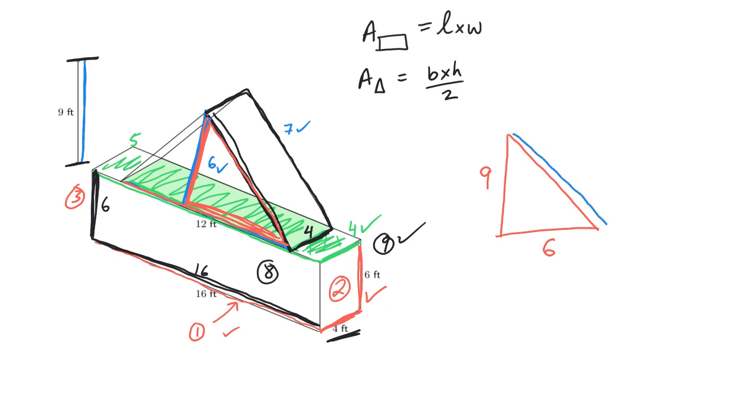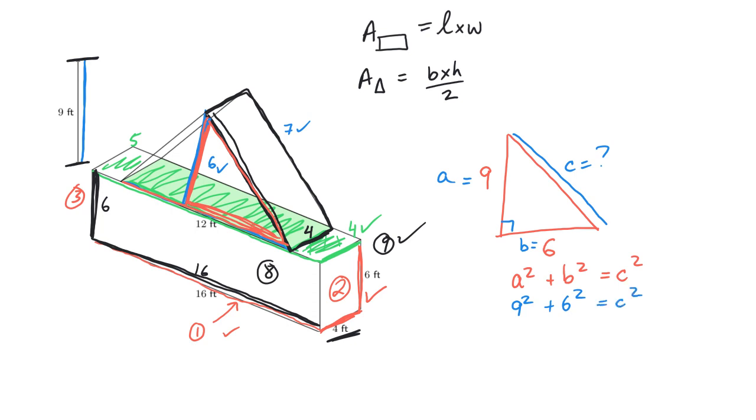Now, because we have a vertical line and a horizontal line, this is 90 degrees, which means I can use the Pythagorean theorem to find my longest side, which says that a squared plus b squared equals c squared. So this is going to be my a, this is going to be my b, and I need to find what is c. So I can say 9 squared plus 6 squared equals c squared.